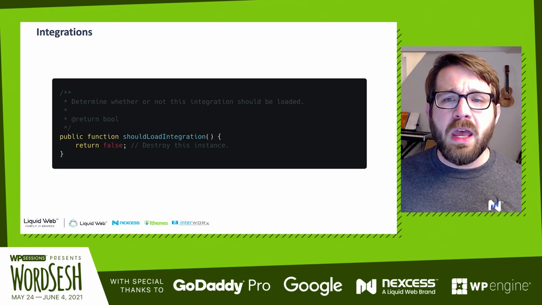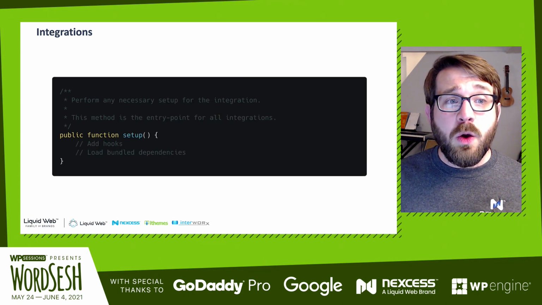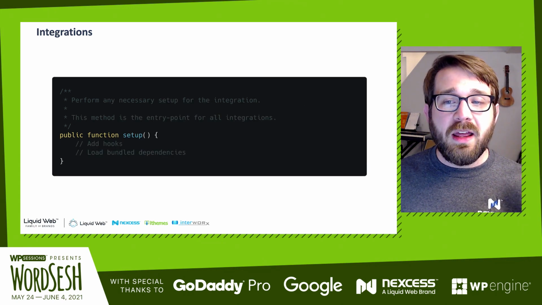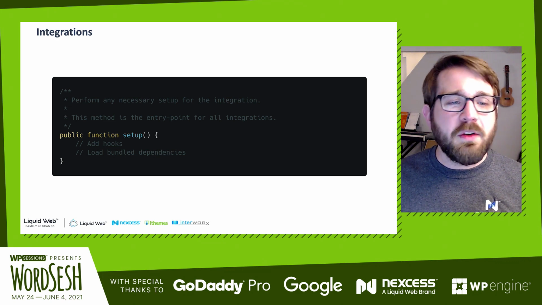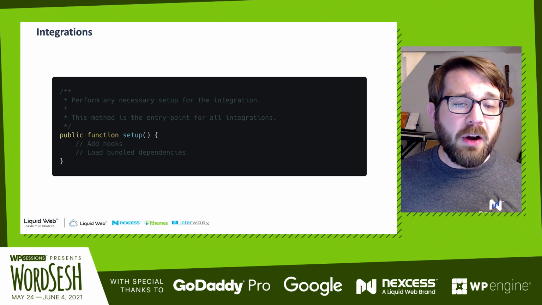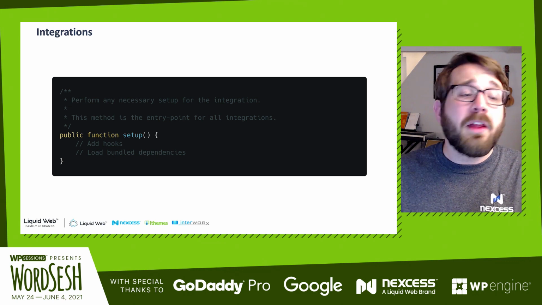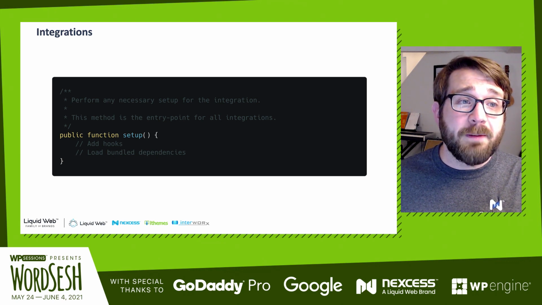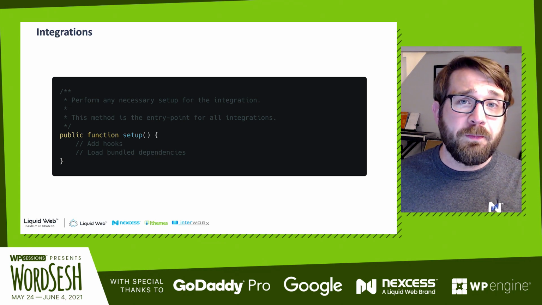It's pretty cool. Now, assuming the should load integration method passes, we get to our setup method. This is where we actually hook everything in for the integration. So this is usually going to be things like registering actions and filters, but some integrations also need to load plugins that we bundle with the MU plugin, or perhaps otherwise start up different service classes. So there's a lot of flexibility in what we can do within our integrations.